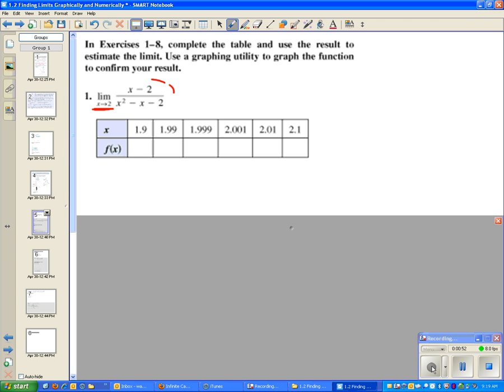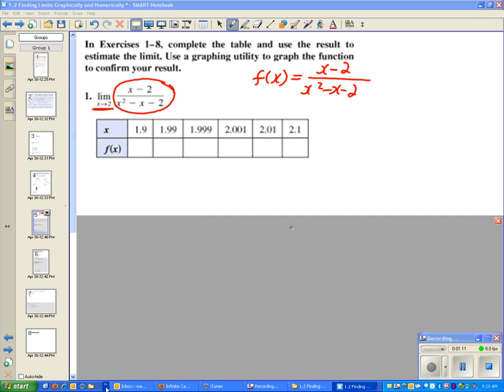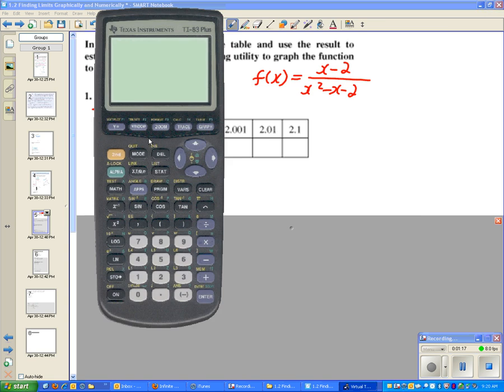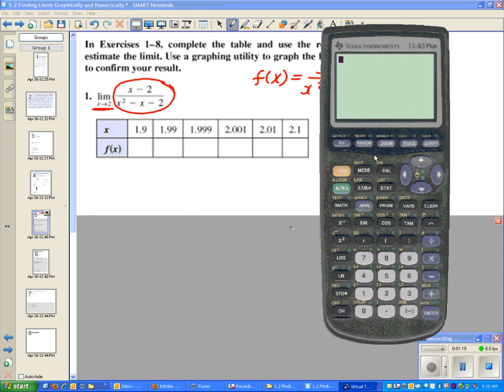Now, this is our function value. They didn't write it out. They didn't say f of x equals x minus 2 over x squared minus x minus 2. We're supposed to understand that's what they're talking about. Okay? Now, get out your calculator. And let's learn how to make these tables on our calculator.